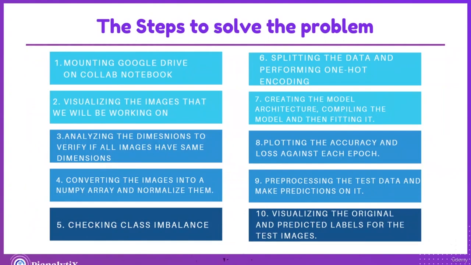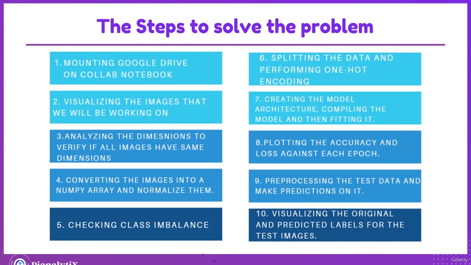The steps to make this project involve: first, I'll show you how you can mount your Google Drive on your Colab notebook. After that, we will visualize some of the images that we will be working on. Next, we will analyze the dimensions of all the images and verify if they have the same dimensions. Next is the important step where we will convert these images into a NumPy array and we will normalize these images.